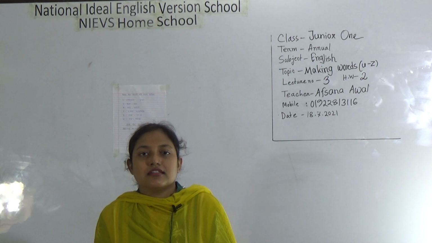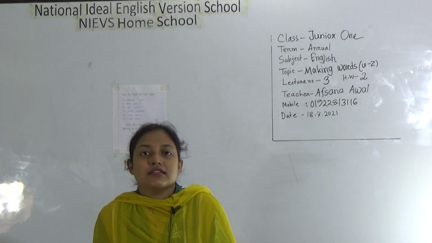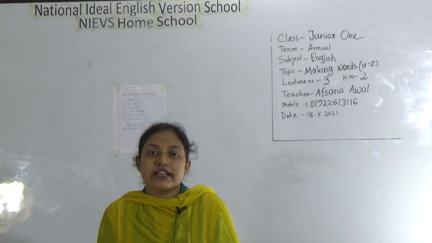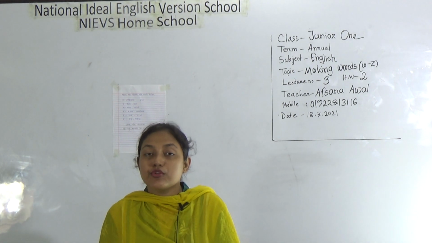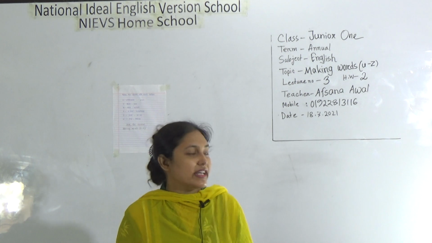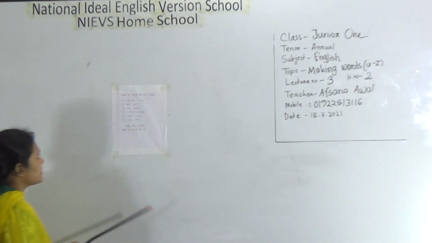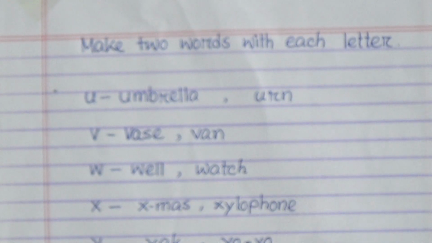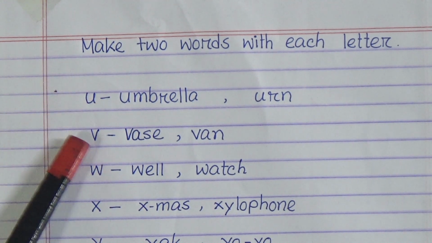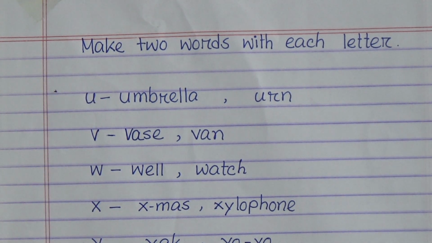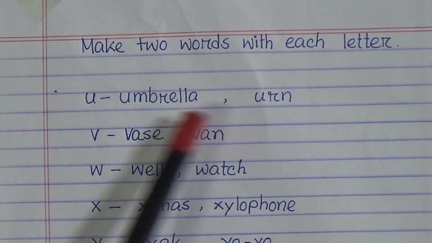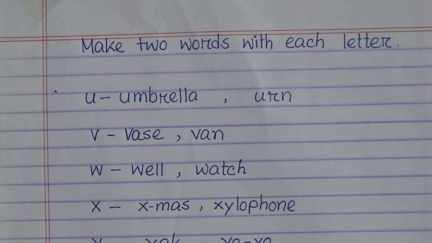Today I will take your English class, and students, today's topic is making words from U to Z. So let's start our class. Students, please look at the board. This is the title of the class. Make two words with each letter. Just look, there are 1, 2, 3, 4, 5, 6 letters here, and you have to write two words with each letter.